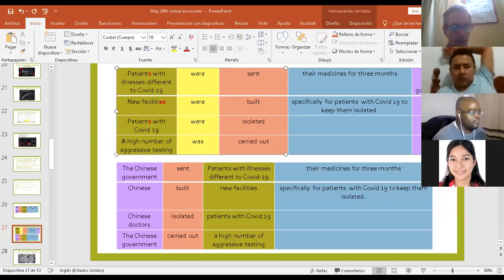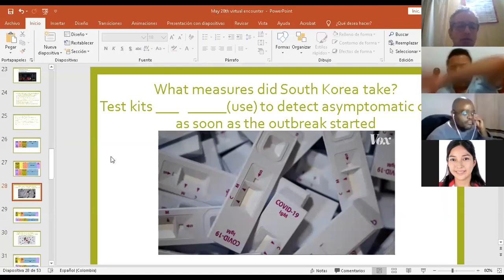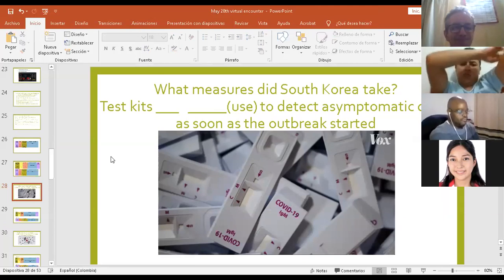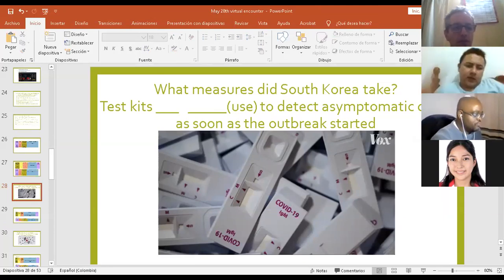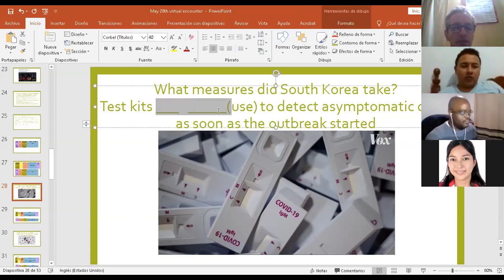Good. Now we are going to practice. So we need to put the verb that is in brackets in the correct form to complete the sentences. The sentences are in passive voice. Can I start, or, okay, you? Henry, please start. Okay, test kits were used.